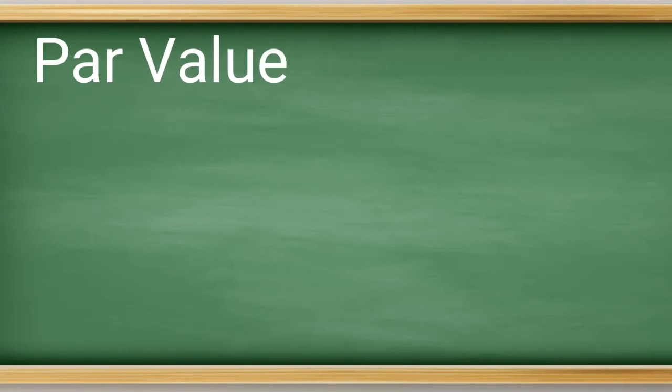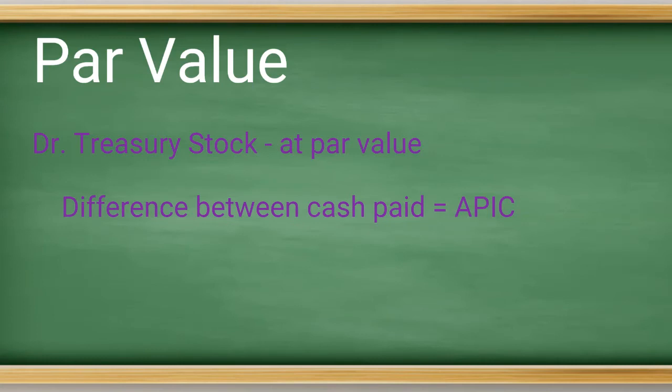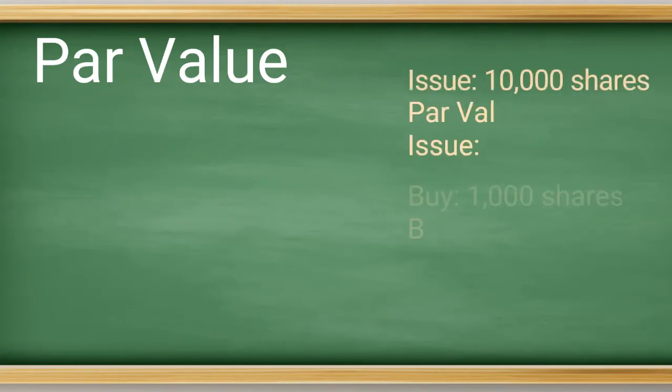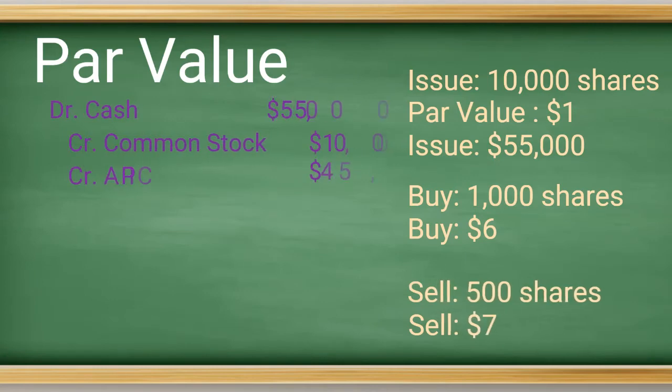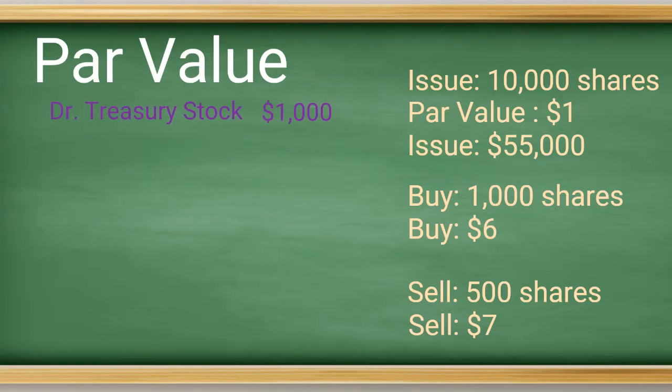The other method, the par value method, holds the treasury shares at par and adjusts through additional paid-in capital for the difference paid for those treasury shares. So let's keep the same facts as our previous example. For issuance, it looks the exact same. For the buyback of 1,000 shares, it would just be the 1,000 shares times the $1 par value. So the debit to treasury stock is for $1,000.